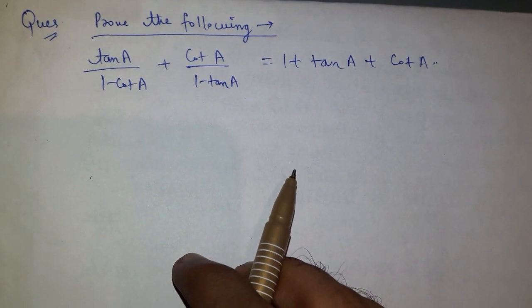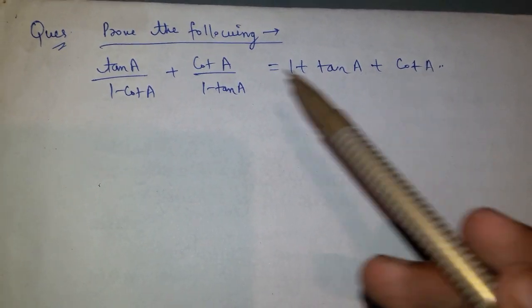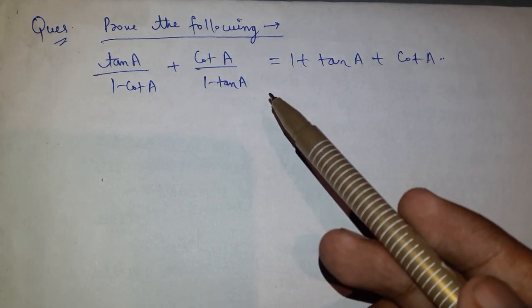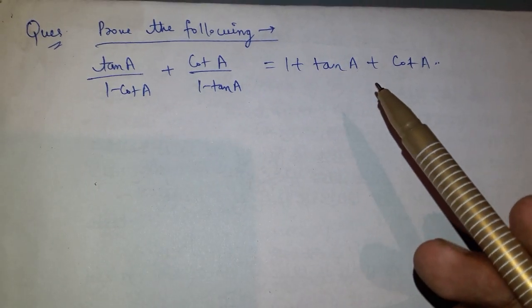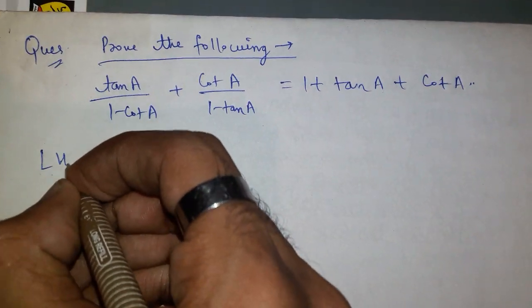Hello. So in this question we have to prove that this must be equal to this. The question is tan A upon 1 minus cot A plus cot A upon 1 minus tan A is equal to 1 plus tan A plus cot A. So we have to prove this. What we can do is consider the LHS.